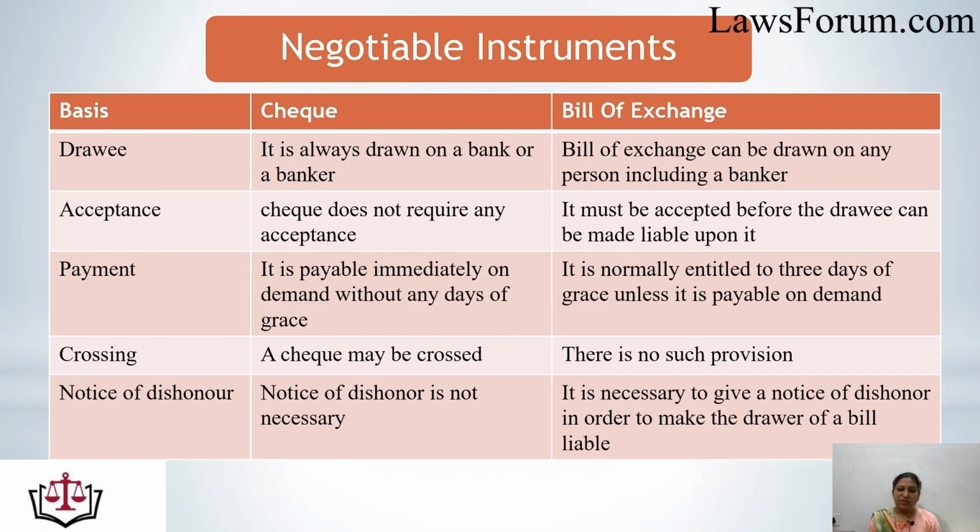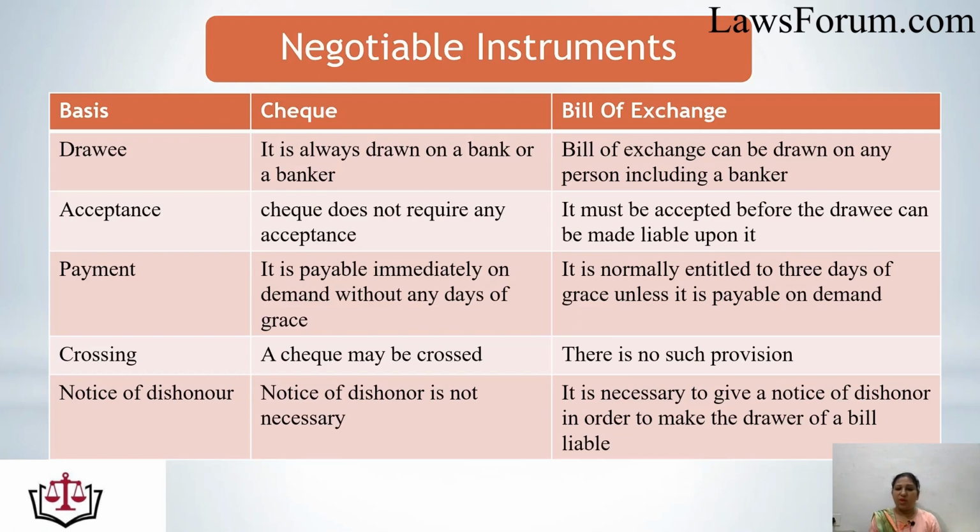Next is the acceptance. Check does not require any acceptance. Once it's drawn, the process is complete. But the bill of exchange must be accepted before the drawee can be made liable upon it. The payment: it is payable immediately on demand without any days of grace. In bill of exchange, there are 3 days of grace unless it is payable on demand, which is missing in case of check. The check on the date mentioned would be liable to pay. There are no grace days available in case of check.